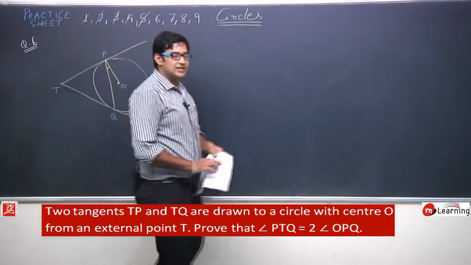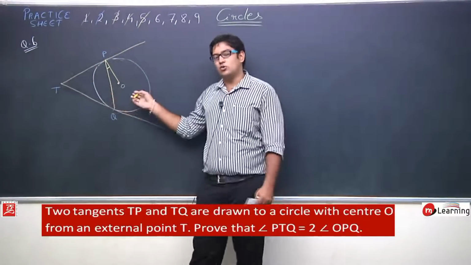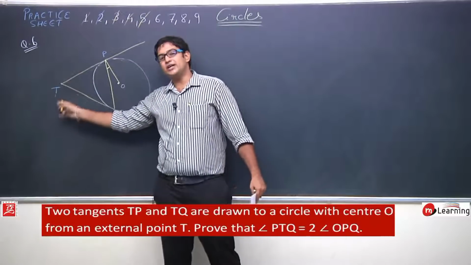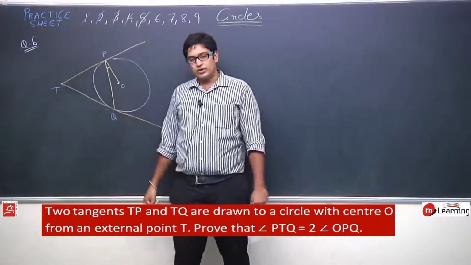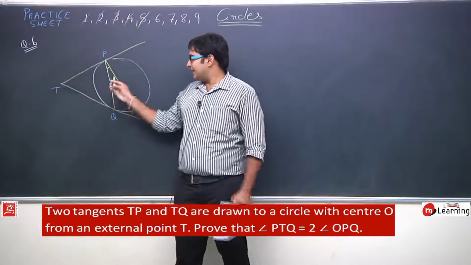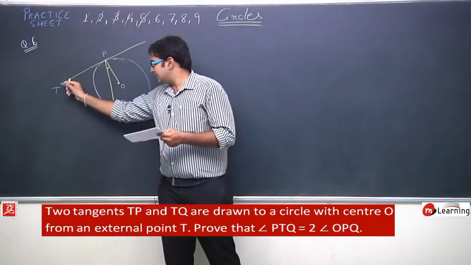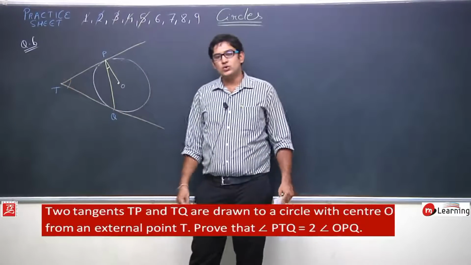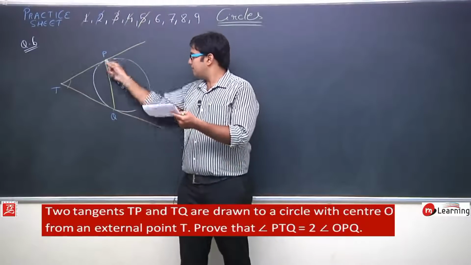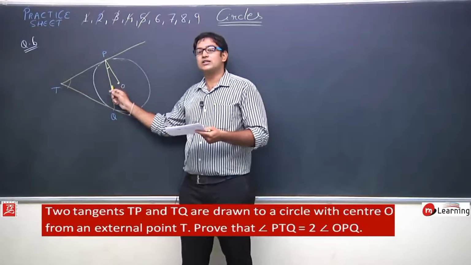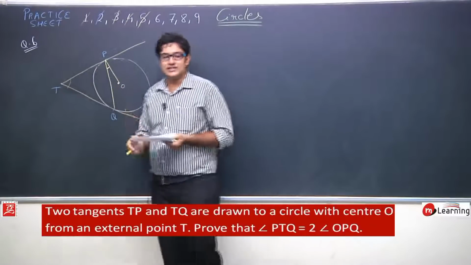Okay. So this is the diagram for this question. It says that there is a circle with center O and T is an external point, and from this point we have drawn two tangents TP and TQ. You need to prove that angle PTQ, that is this angle PTQ, is equal to 2 times angle OPQ. This angle is OPQ. You need to prove that this angle is 2 times of this angle.